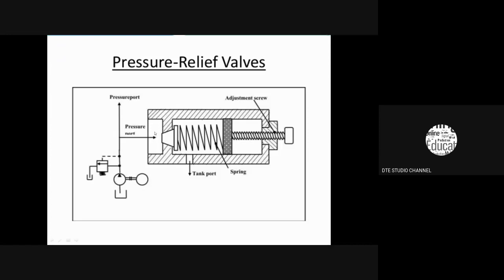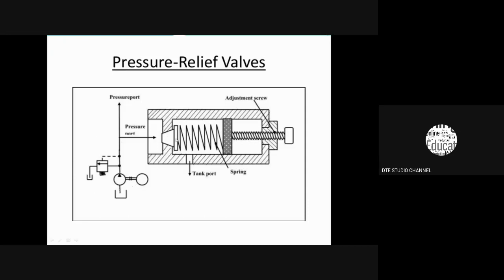It consists of a poppet which can be used to open and close the port. The port shown at the beginning is a pump port which is connected to the pump of the hydraulic system, and after the poppet, there is a tank port. The tank port is connected to the reservoir. The connection is not shown in the figure, but it is made to the reservoir.